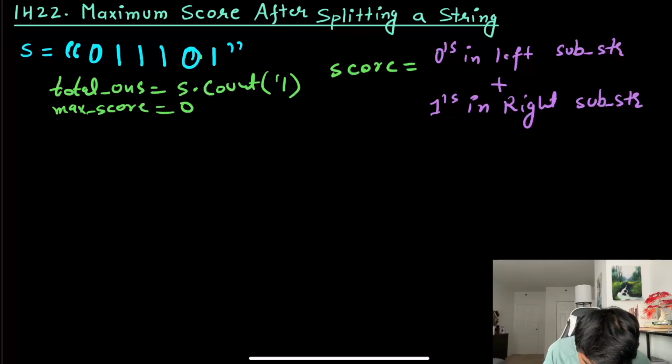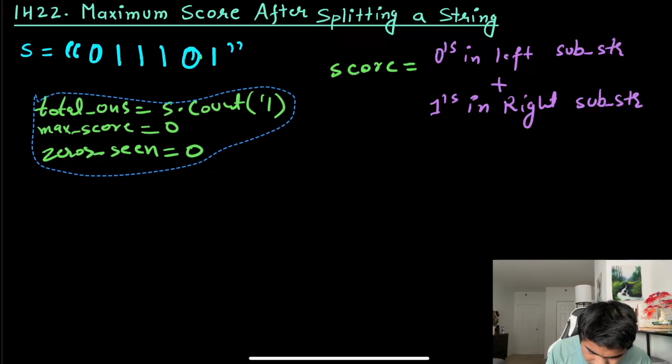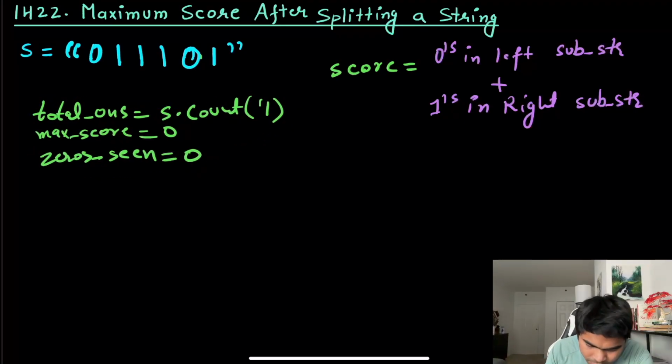Okay, so zeros seen is 0 right now. What I'm saying is, let's say I have total ones in this as 4. It's not a really big problem, it's an easy problem. I guess I'm over explaining it. So 4 is total ones. Now I start my iteration right here at 0.